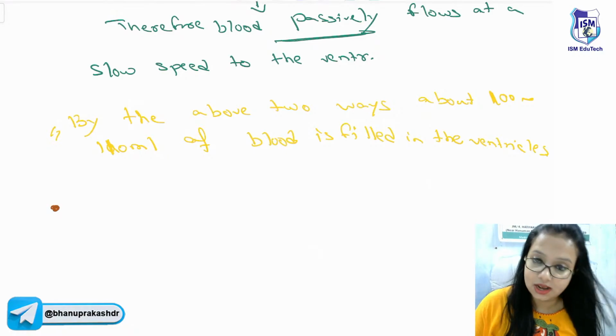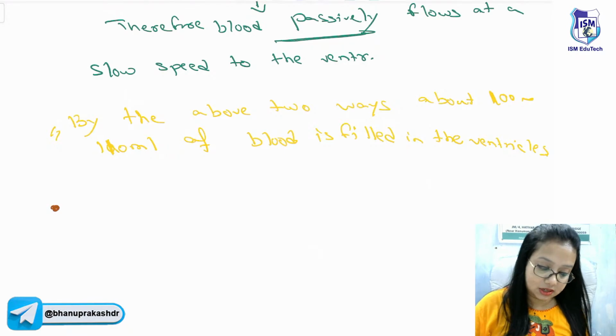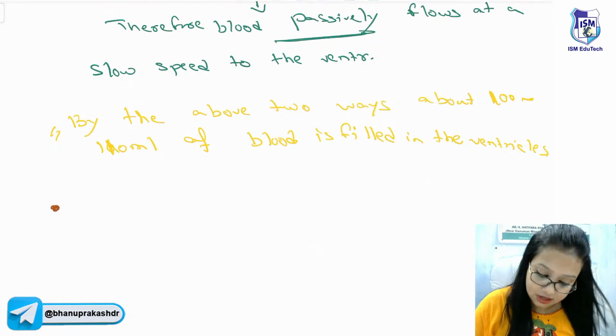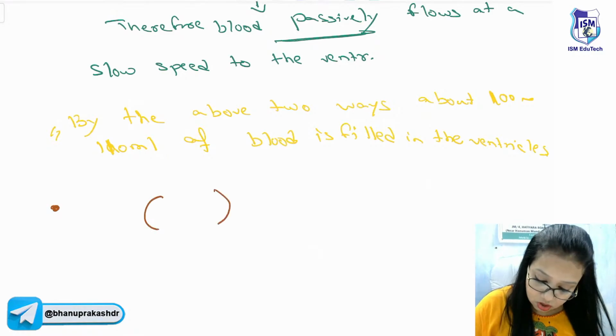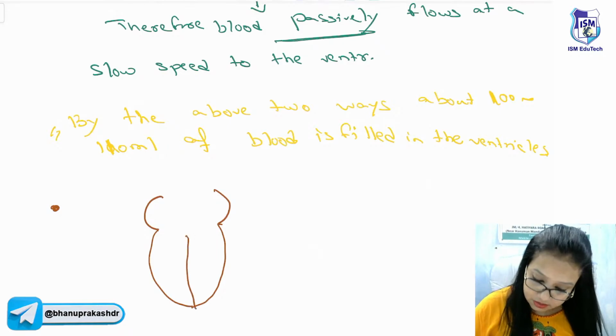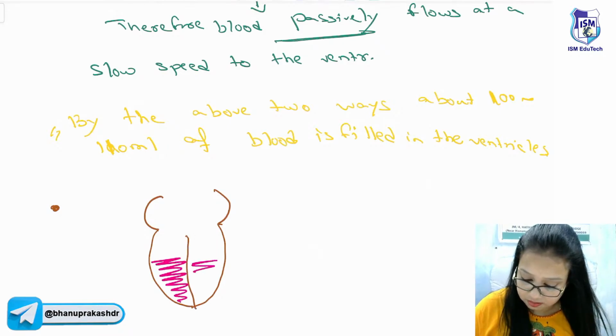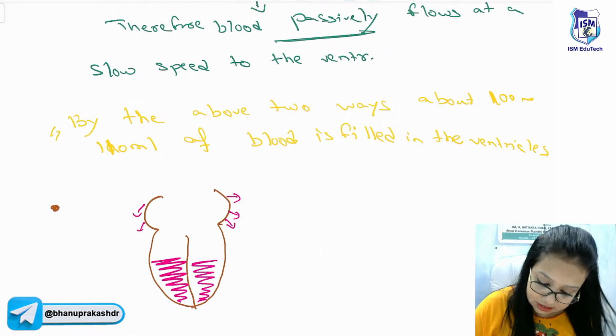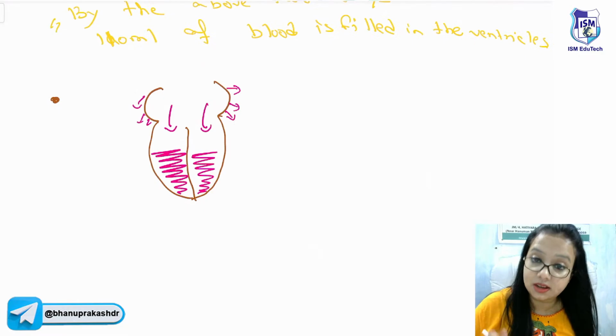So, here what happens when there is filling of the ventricle, which is happening, then there is all of a sudden, this is a ventricle, and here now there is blood filled in the ventricle. Now, lastly, what happens? All of a sudden, there is contraction of the atria.